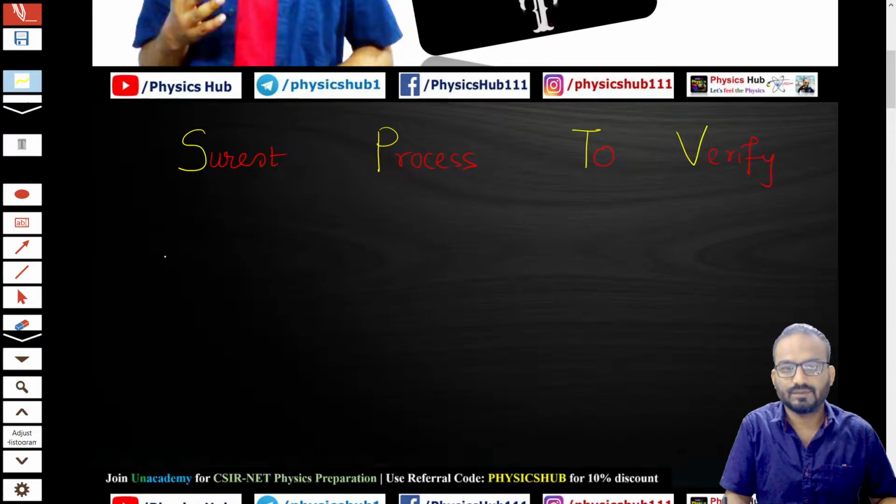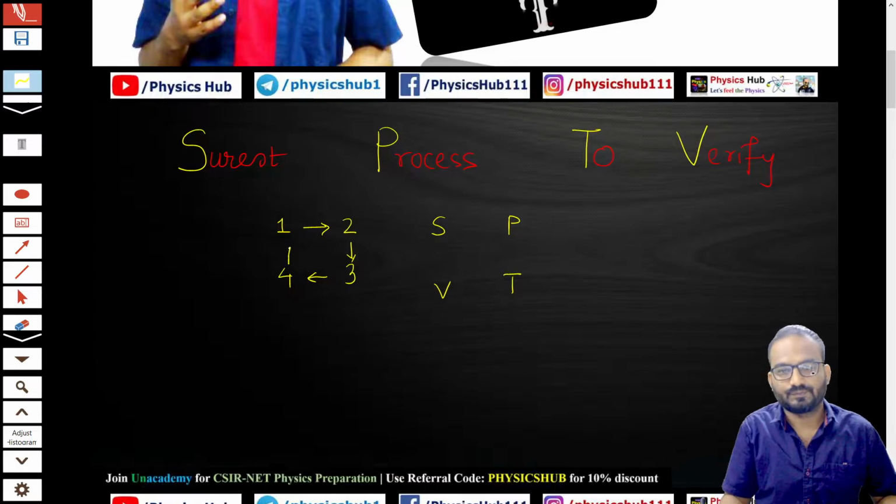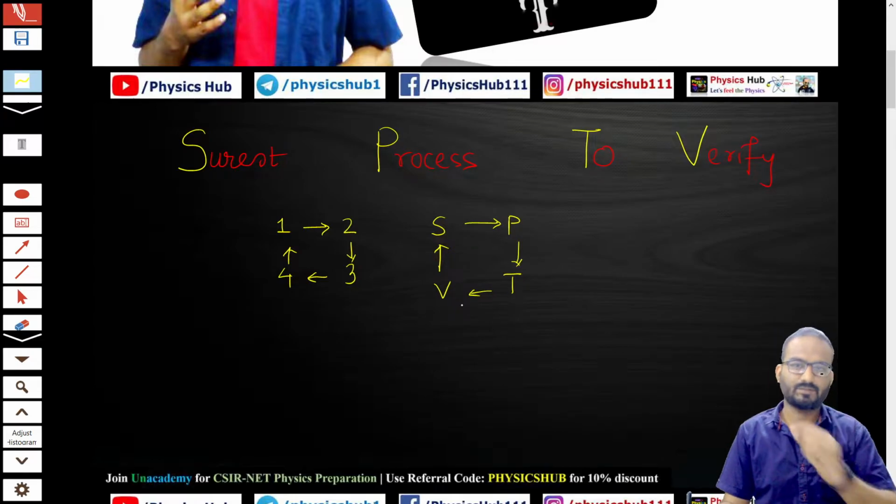That's a big question. You will write S, P, T, V in this way, and you can see the pattern. S is at number one place, P at 2, T at 3, V at 4. Now if you follow this, you will get del S by del V at constant T is equal to del P by del T at constant V. So you are getting the first Maxwell's relation.